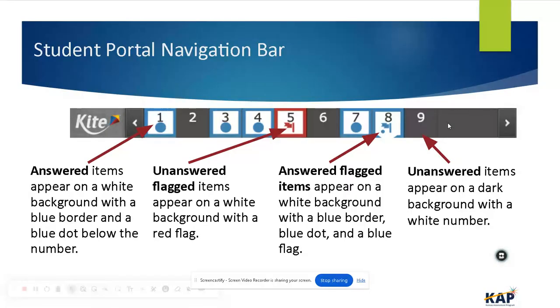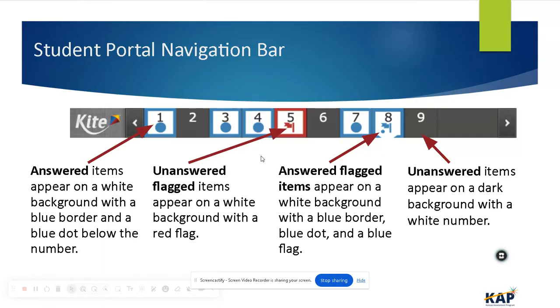This is what the top bar looks like when they're taking a test. So number 1 means they've answered it. Number 2 means they haven't answered it. Number 5 means it's unanswered, but they flagged it. So students can put a flag on something if they want to go back to it. The difference between 5 and 8 is that 5 they didn't answer, and 8 they did answer but flagged maybe to look at again. So this student would still need to do 2, 5, 6, and 9.